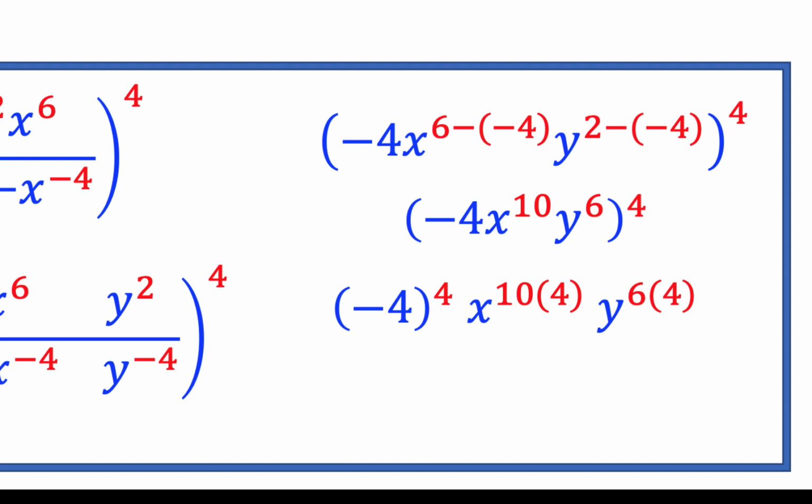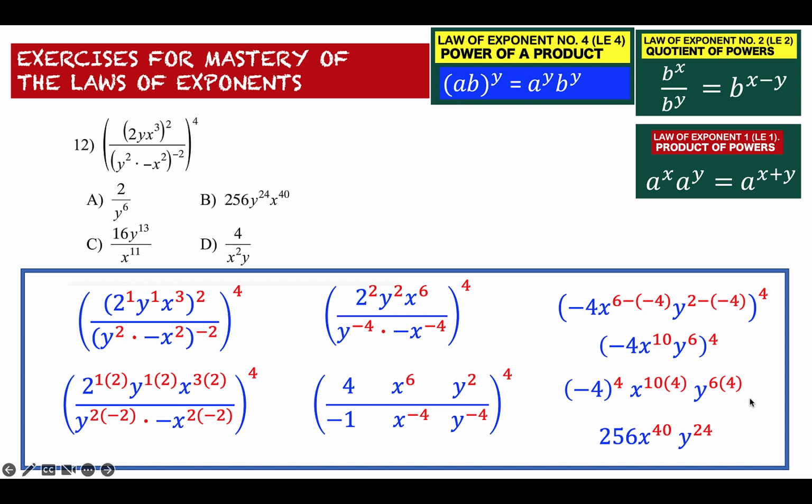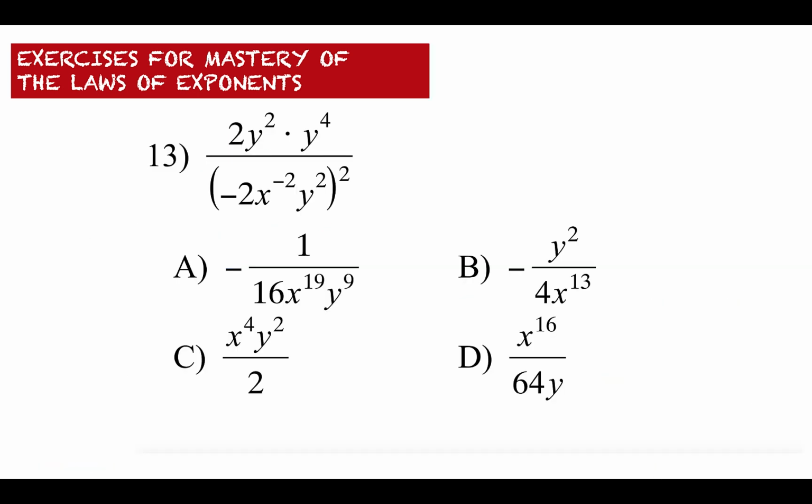The negative 4 raised to the 4th is positive 256. Then multiply 10 times 4 to get 40, 6 times 4 to get 24, and copy the respective bases. So, yan po is letter B. Okay, let's go to number 13.